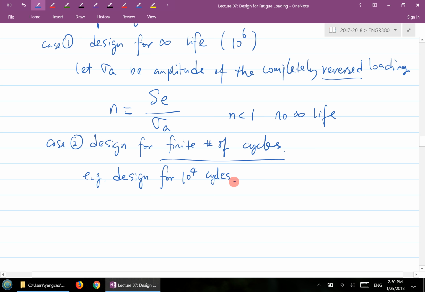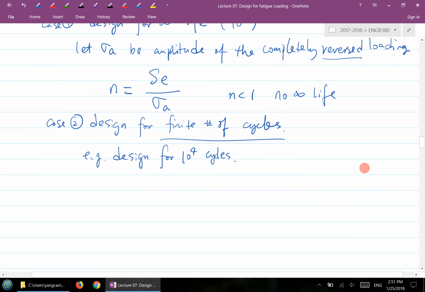Okay. So in this case, what you do is, if you're designing for a finite number of cycles and you want to make sure that you are safe or not, here are the things that you have to have, the information you have to have. First one, what is the fatigue strength at this?